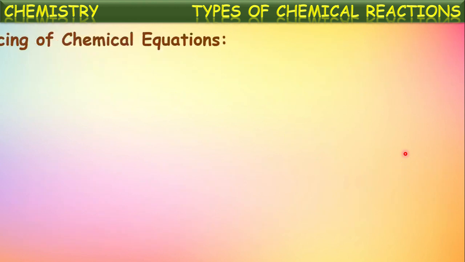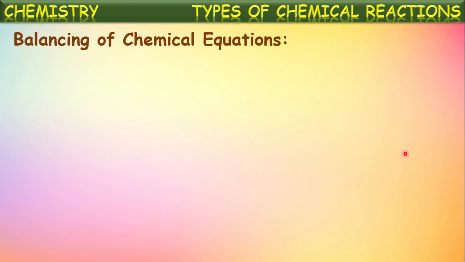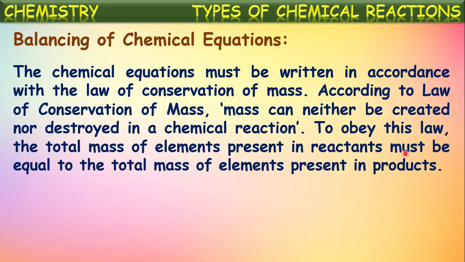Now, let us see how to balance these chemical equations. Okay, let us see balancing of chemical equations. The chemical equations must be written in accordance with the law of conservation of mass. So this balancing or quantitative understanding of chemical equations will be based upon the law of conservation of mass. According to this law, mass can neither be created nor be destroyed in a chemical reaction. Means mass will not be created in a chemical reaction and it won't be destroyed in a chemical reaction. Just it converts from one form to another form.